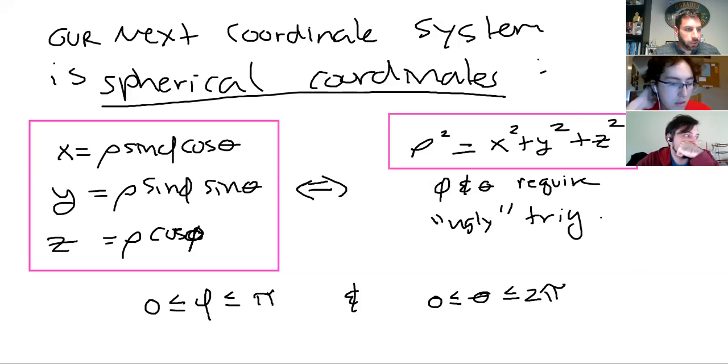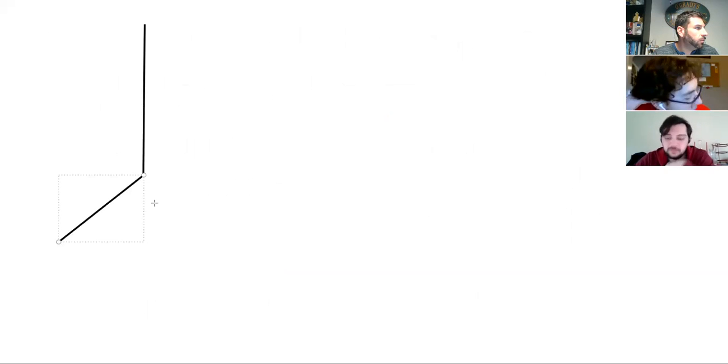All right, so let's draw a picture real quick to see what's really happening behind the scenes. At least I'm going to try to draw a picture. So once again, we have our x, y, and z coordinate system.